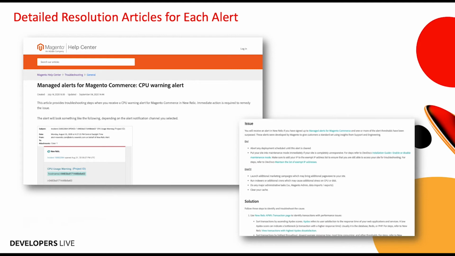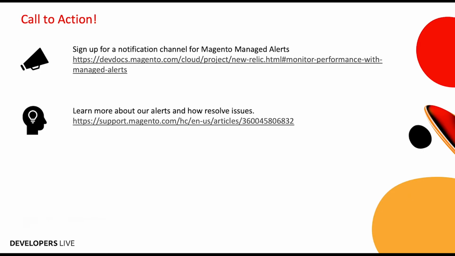The benefit too is that we have detailed resolution articles for each alert. So when you get these alerts, we give you specific steps of what you need to stop doing and start doing immediately. And we give you a variety of things to try to resolve the issues. So what we want you to do, we want you to sign up for a notification channel with Magento managed alerts. This is very simple to do, and we have instructions in dev docs, and then our knowledge base has all of our articles. So reading ahead is always good to continue to prevent issues from happening. Thanks, and we'll go over to Barnet.